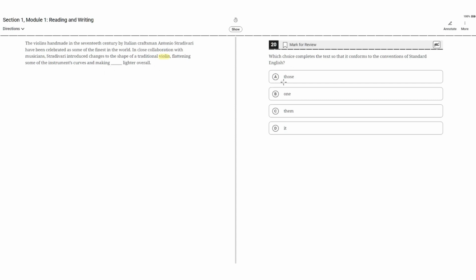So choice A says those. This is incorrect because the plural pronoun those doesn't agree with the singular antecedent violin. B. 1. This is incorrect because this would leave ambiguous what was made lighter, the violin or the curves. C. Them. This is incorrect because the plural pronoun them doesn't agree with the singular antecedent violin.